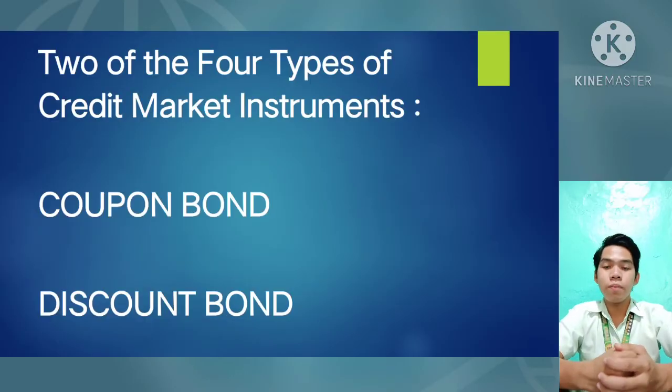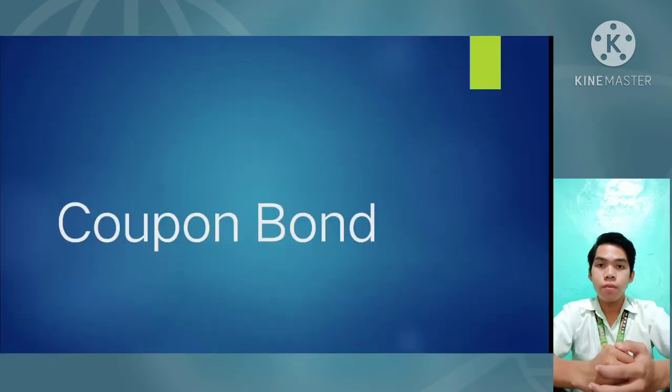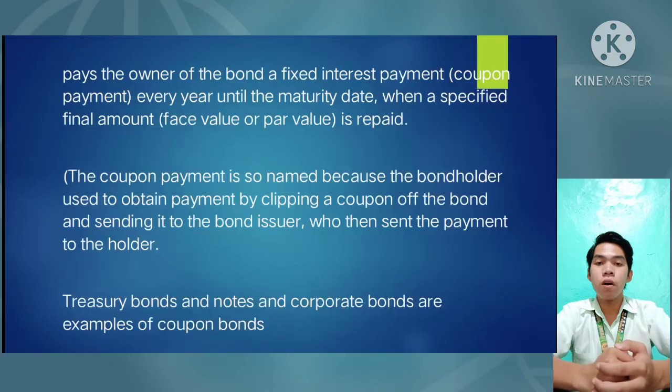Today, I am tasked to discuss two of the four types of credit market instruments, which are the coupon bond and the discount bond. A coupon bond pays the owner of the bond a fixed interest payment or coupon payment every year until the maturity date, when a specified final amount, the face or par value, is repaid.